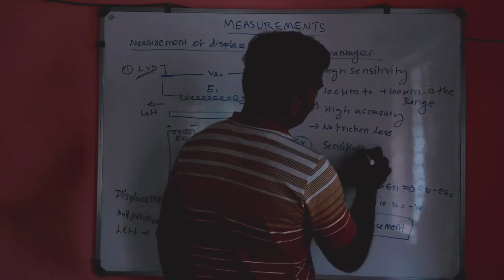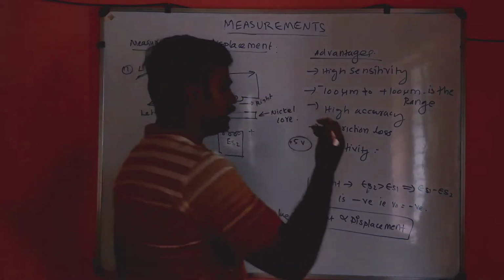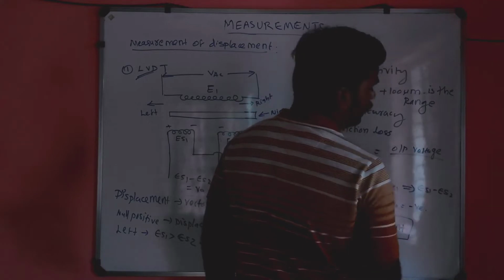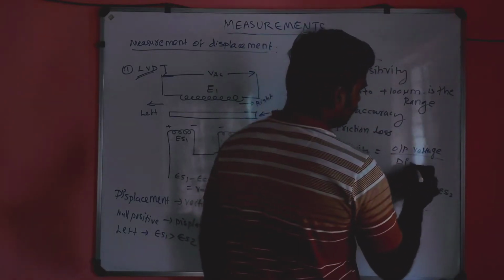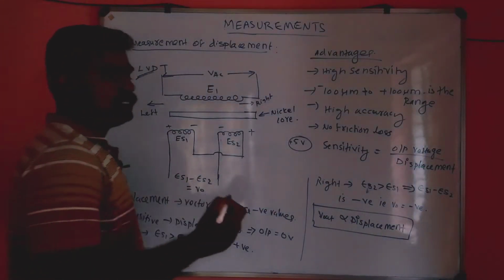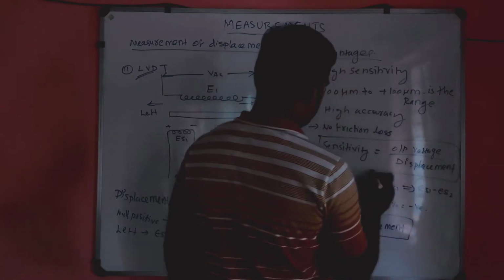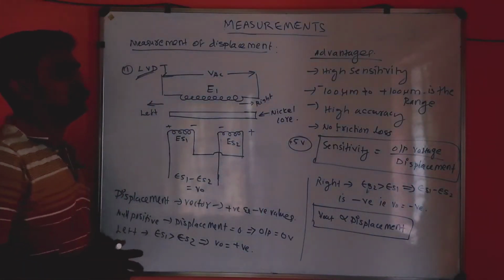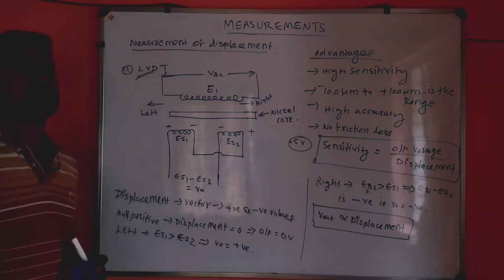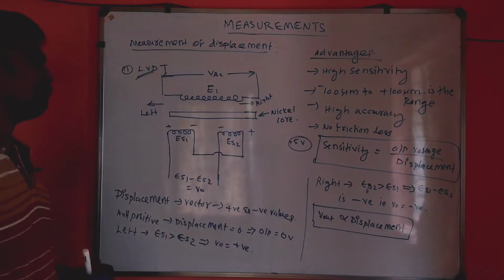The sensitivity of LVDT is given by, what is sensitivity? It is nothing but the output by input. Here the output is a voltage, divided by input, which is the displacement. For LVDT, this is a very important relation: the sensitivity is nothing but output voltage divided by displacement. Okay? Is it clear?